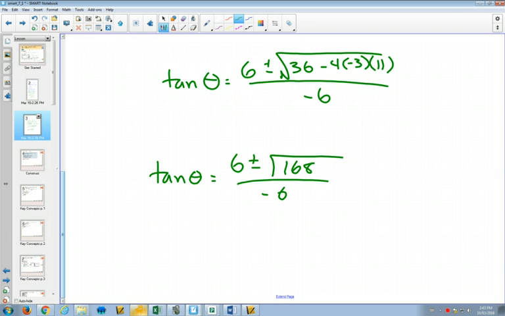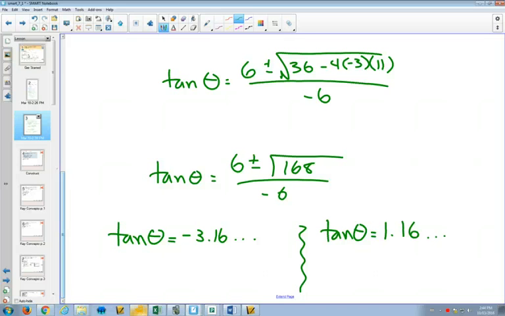So this plus or minus technically means that there are 2 answers. If I go to my calculator and enter 6 plus the square root of 168, divided by negative 6, I get that tan theta in one case is equal to negative 3.16 dot dot dot. And in the other case, if I put the minus sign in there instead of the plus sign, I get tan theta equals 1.16 dot dot dot.